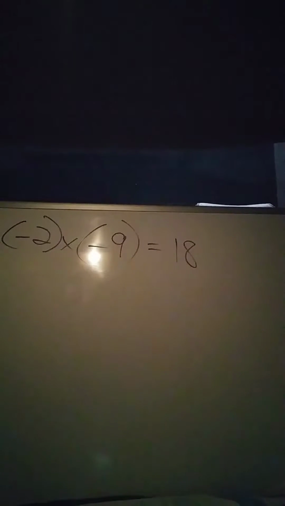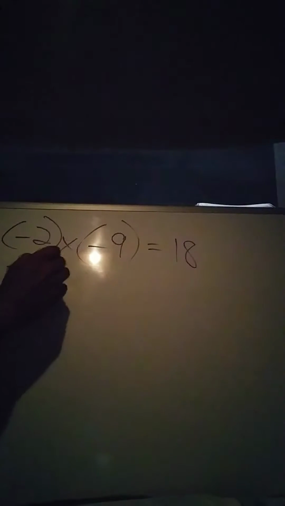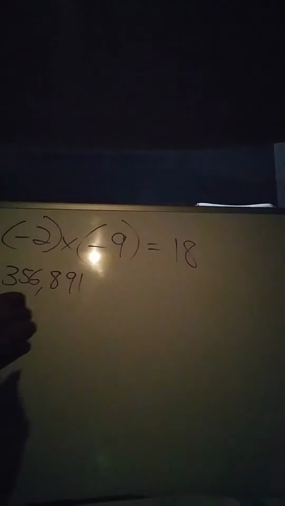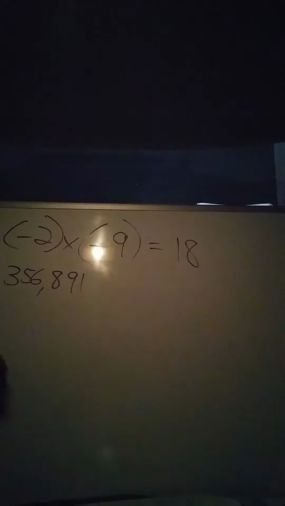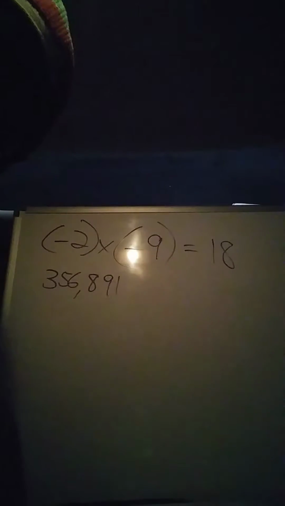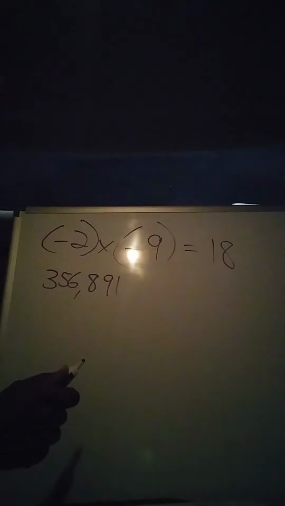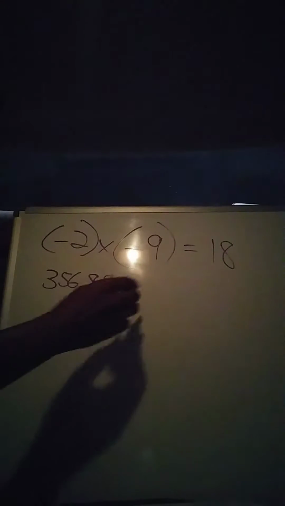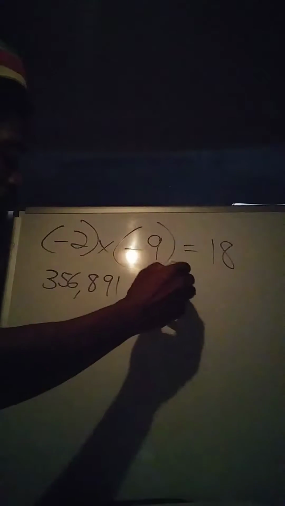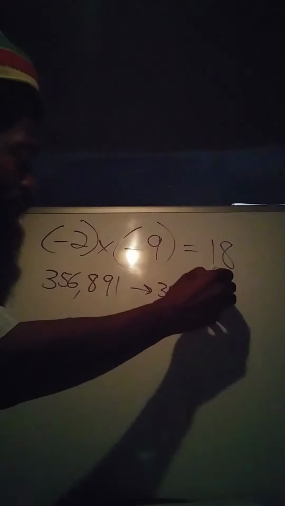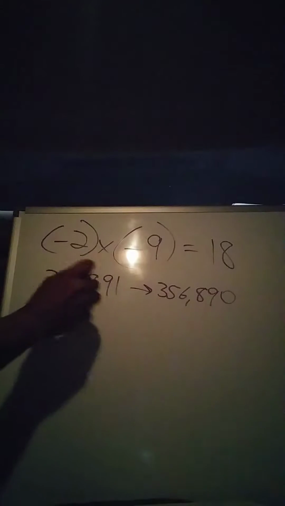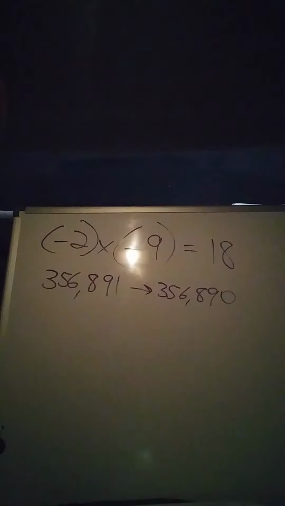Another thing that you need to know for your ASVAB is rounding off numbers. So for example, you might have a number that says 356,891, and it's asking you to round to the nearest. Make sure everybody can see this, right? And it might be asking you to round to the nearest 10, okay? So that would be rounding to 356,890, because the 1 is in the 1 place, the 9 would be in the 10 place, okay?